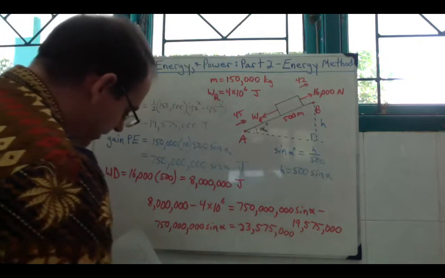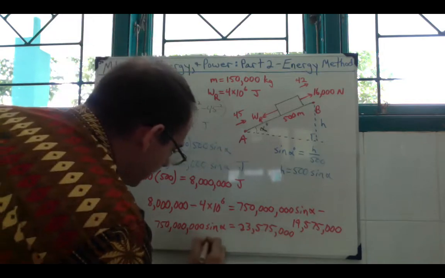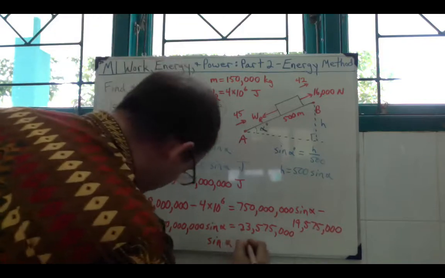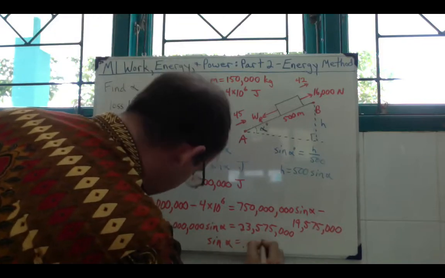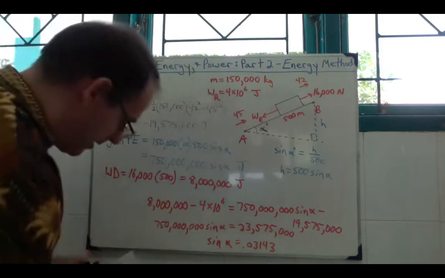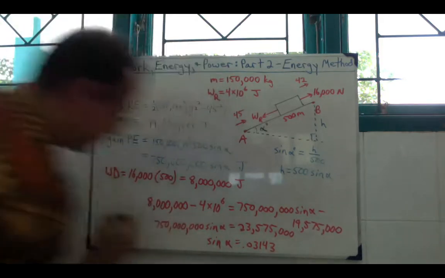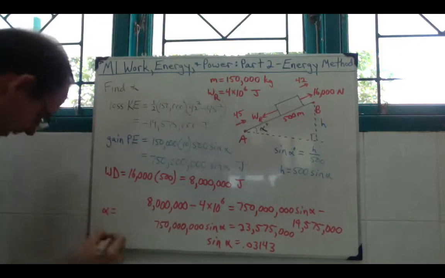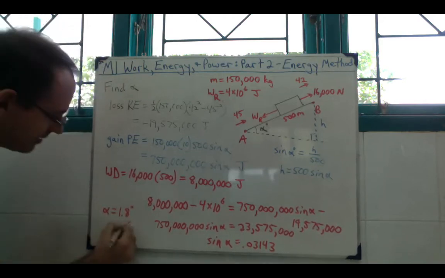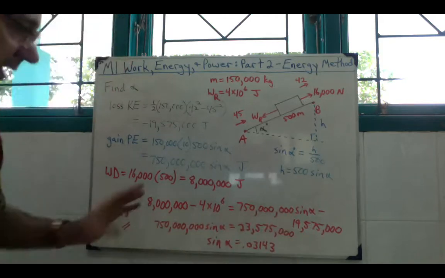And then when we divide by the 750 million, we get sine alpha, can you see that there, equals 0.03143. And then when we solve for alpha from that, alpha will equal 1.8 degrees. Okay, so this is just working out all the algebra, but setting it up is important.